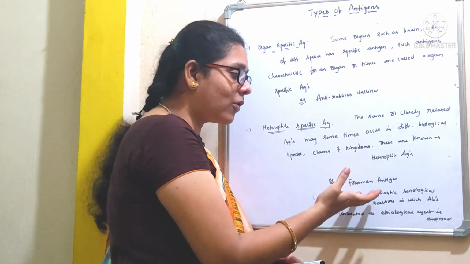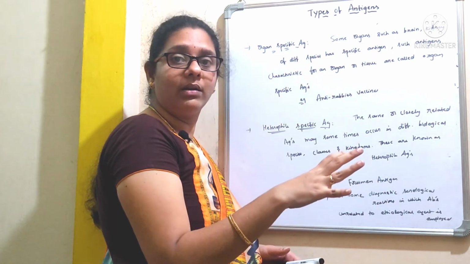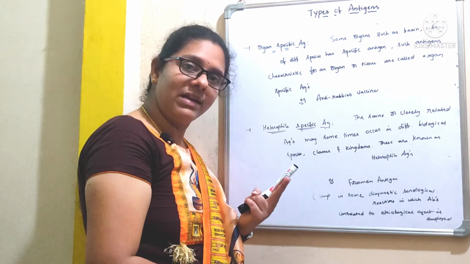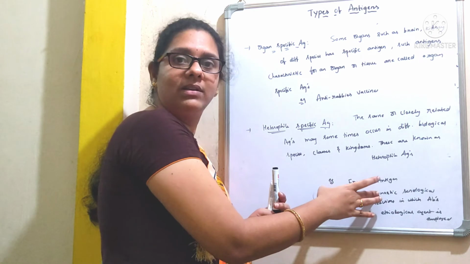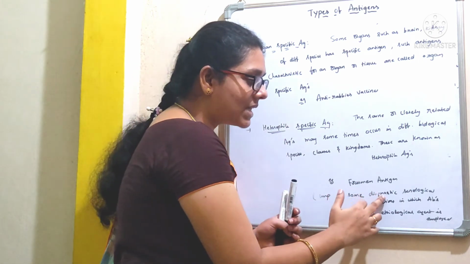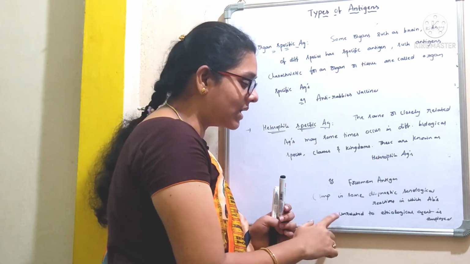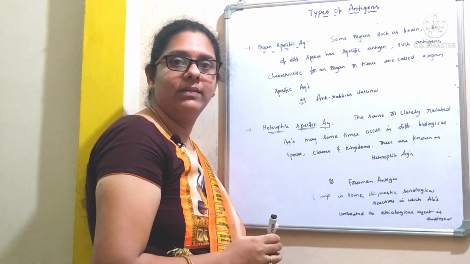So here, this Forssman antigen is a lipid and carbohydrate complex which is widely distributed in human beings, plants, animals and also in bacteria, but it is absent in rabbits. So it plays a very important role in some diagnostic serological reactions in which antibodies unrelated to the etiological agent are employed. This is all about the different types of antigens.